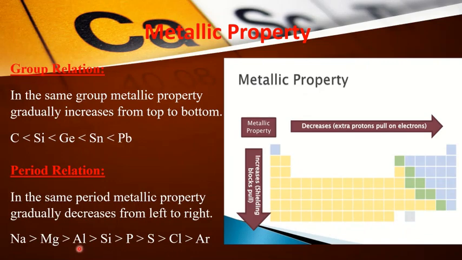So metallic property gradually decreases from left to right. It is the periodic relation. In this way, we can explain all the periodic properties, what type of changes occur in the group and also in the period.